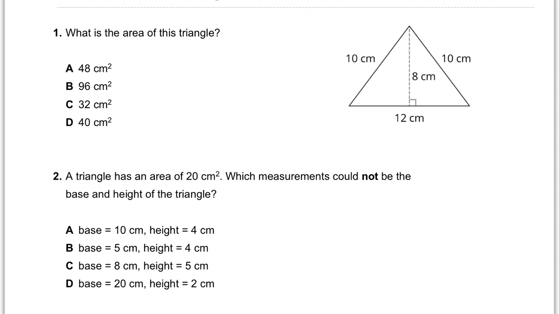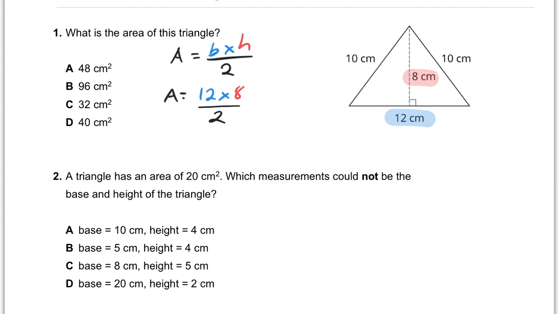Well, first we need to know what is our relevant information. Here we have our base, we know we're going to need that, and we know we're going to need our height, because the formula for the area of a triangle is base times height, all of that divided by 2. So now when we put this in, our area is going to be 12 times 8, which is 96. And then we're going to take all of that and divide it by 2.